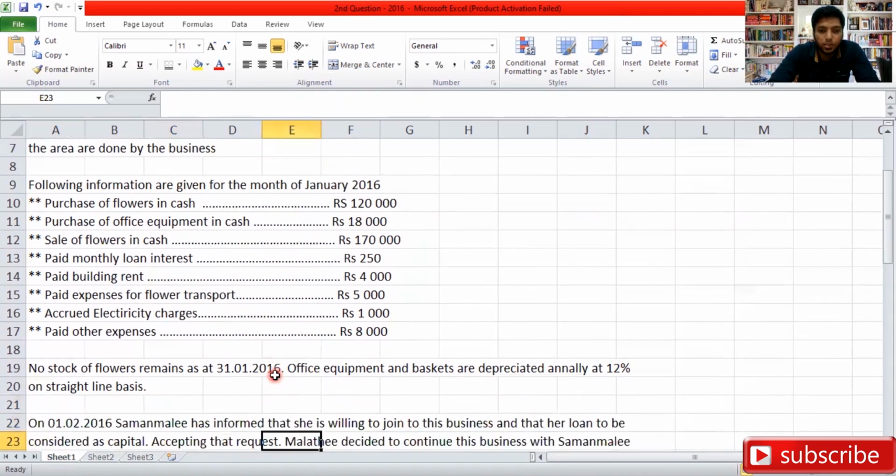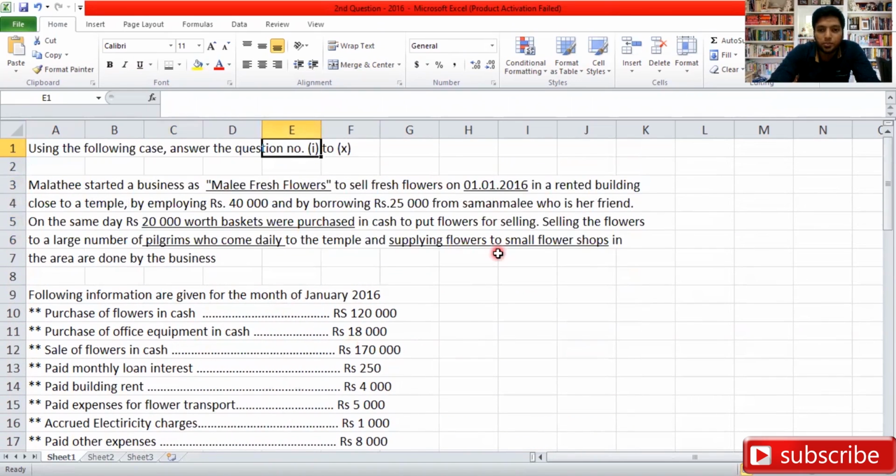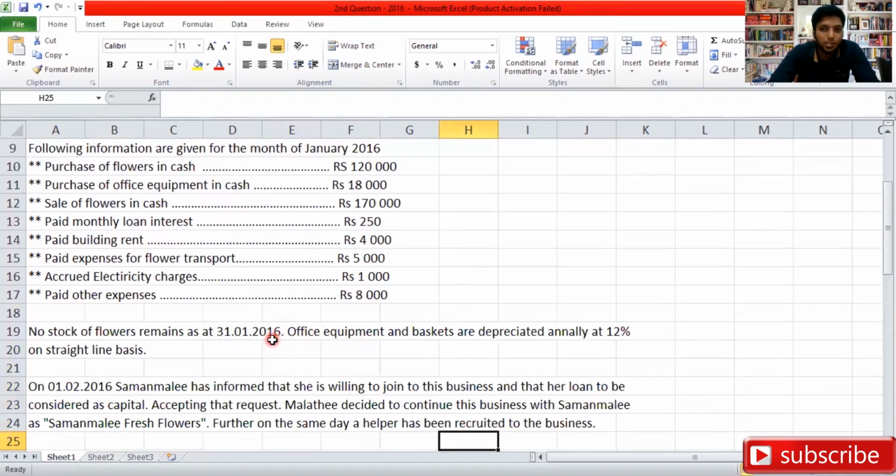No stock of flowers remains as at 31st January 2016. So you don't have a closing stock in this business because you don't have anything left at the end of the month. So we are doing the calculation for this month. That's the reason they are given 1st January 2016 and 31st January 2016. So this is a calculation for 1 month. So you can understand the terms they use in the case study itself before we move on to the questions. Office equipment and baskets are depreciated annually at 12% on a straight line basis. So you need to see depreciation for office equipment and baskets. So let's mark that.